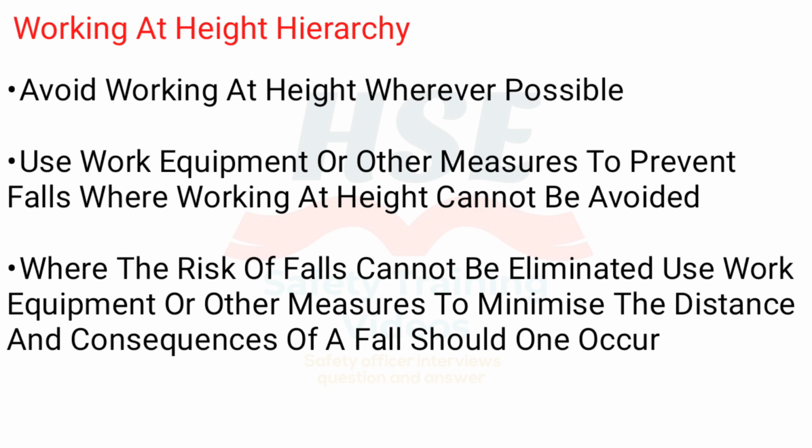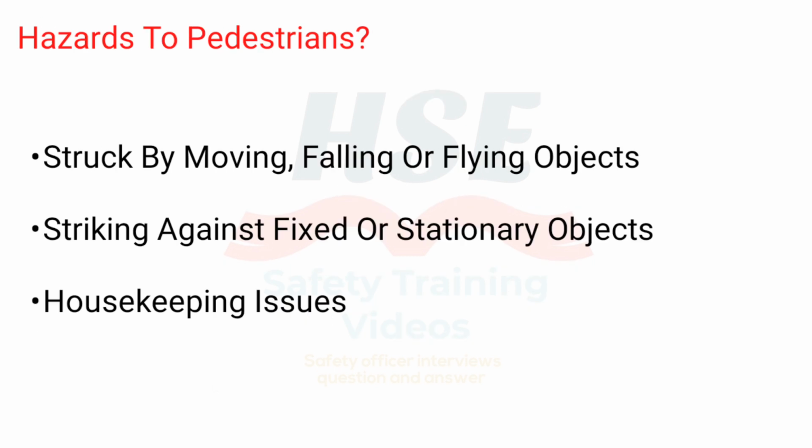Working at height hierarchy. Avoid working at height wherever possible. Use work equipment or other measures to prevent falls where working at height cannot be avoided. Where the risk of falls cannot be eliminated, use work equipment or other measures to minimize the distance and consequences of a fall should one occur. Hazards to pedestrians: struck by moving, falling or flying objects. Striking against fixed or stationary objects.